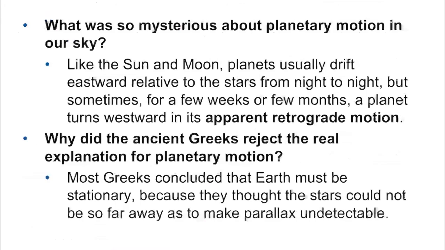So, in summary, what was so mysterious about the planets? The fact that they appeared to drift backwards, apparent retrograde motion. And why did the Greeks reject the real reason? Because they didn't see stellar parallax, and they thought there's no way stars could be that far away, but it turns out they were wrong.